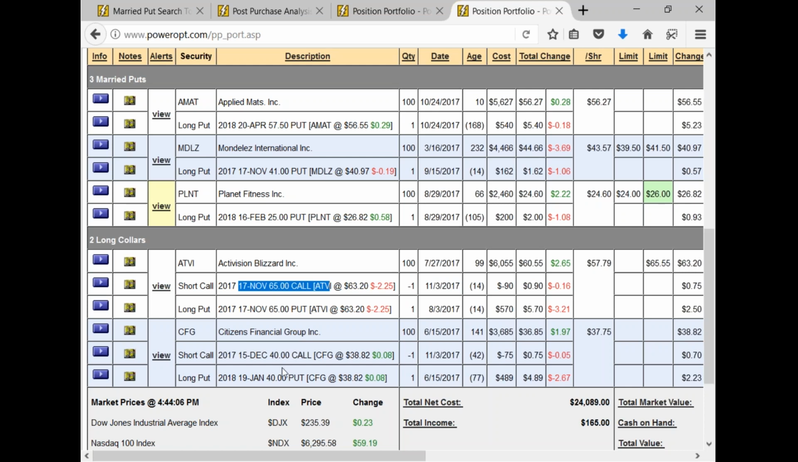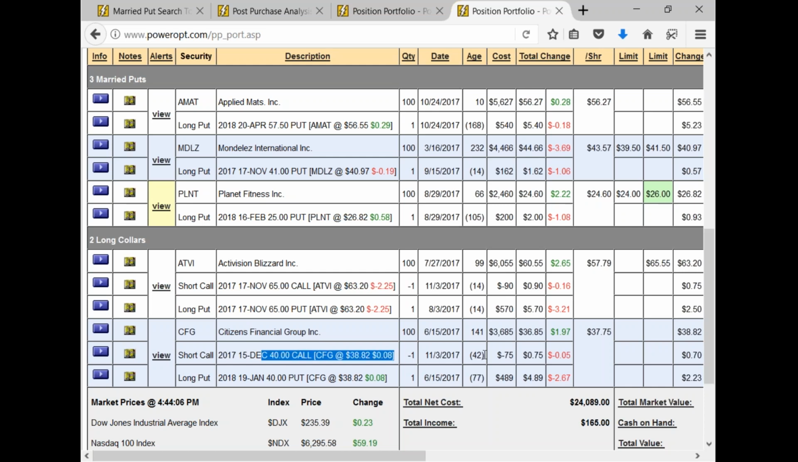ATVI is income, Citizens Financial is growth. So what's the difference? When you do an income method of selling the call, income method number one or income method number 6 to generate premium, or 5, on an income position, you're going to see good premiums and good returns, shorter time frame, 14, 20 days out.